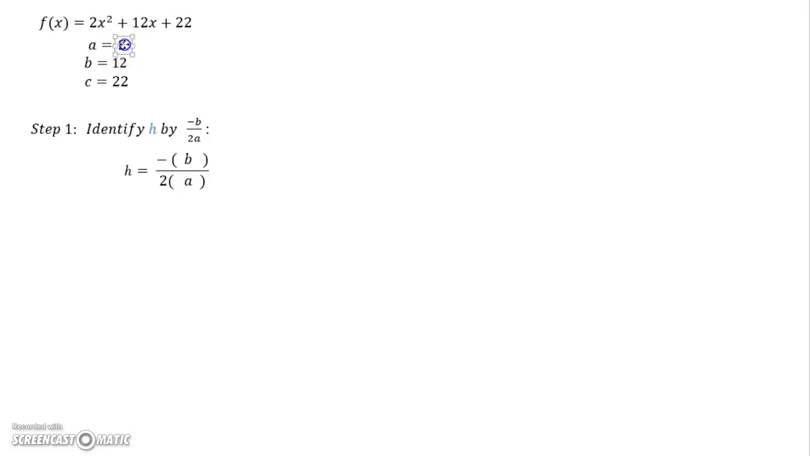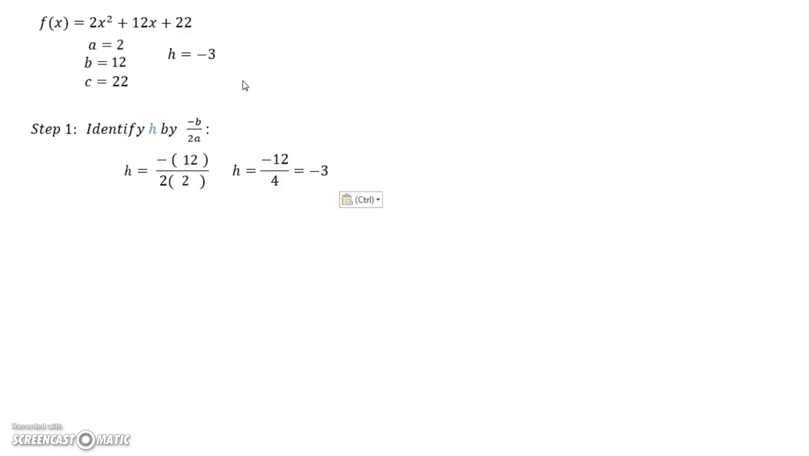Since we have a b here and a, and we know what b and a are, we need to use substitution. So I'm going to grab a, which is 2, put it here, and I'm going to grab b, which is 12, and put it here. So I have negative 12 over 2 times 2. So I get h equals negative 12 over 4, and h equals negative 3. So I'm going to put h equals negative 3 because we figured out part of our vertex form already.